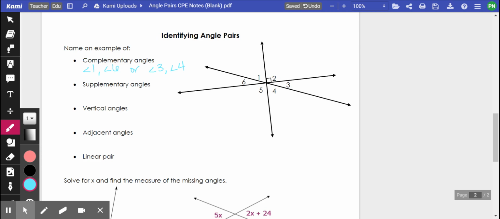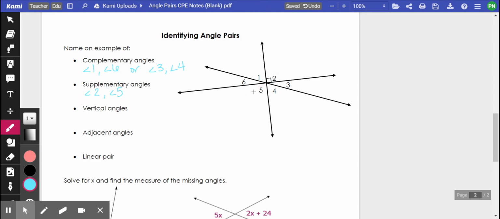So here we want to see if there's an option for finding a pair of non-adjacent angles. Since we have this right angle, we know that two right angles could give us supplementary angles. So is there another single angle that could form another 90-degree angle? And there is. If we look at angle 5 here, that one is also considered a right angle. So we can say angles 2 and 5 are going to be supplementary angles together.